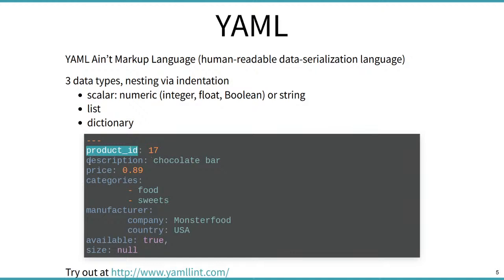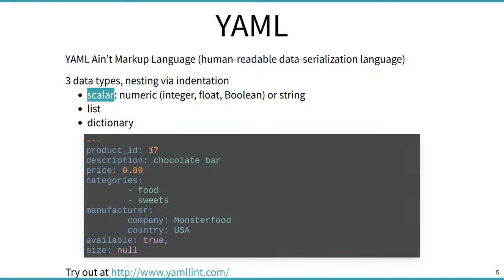So we have product ID, description, price, categories, manufacturer, available, and size. These are the keys of the dictionary. And then the values are 17, chocolate bar, 89 cents, an array, and another dictionary nested in the value of the key manufacturer. So this is very powerful, and the people from YAML say this is sufficient for everything. You can model everything with 3 data types.